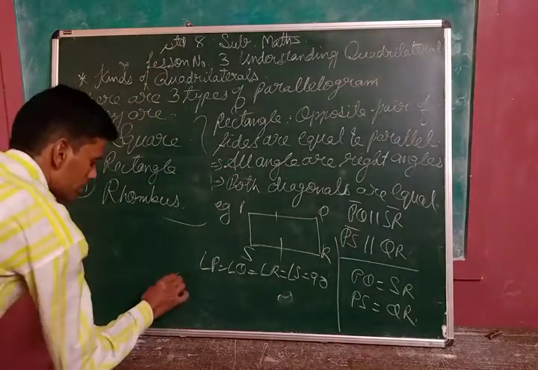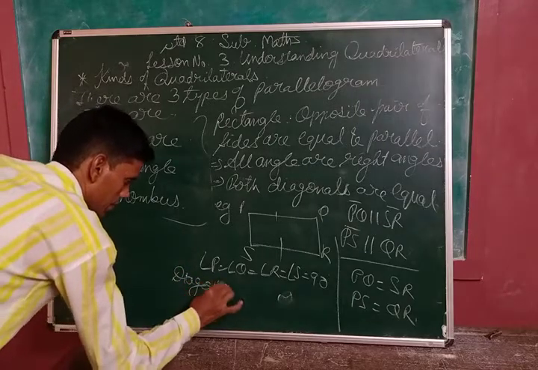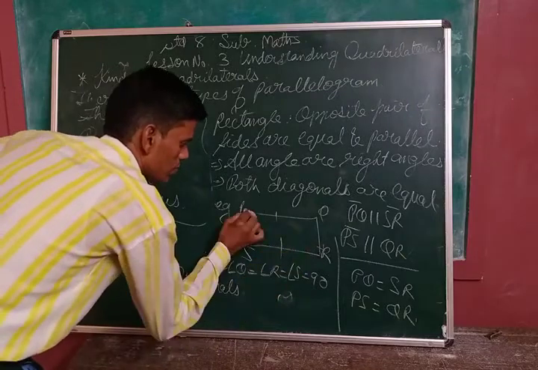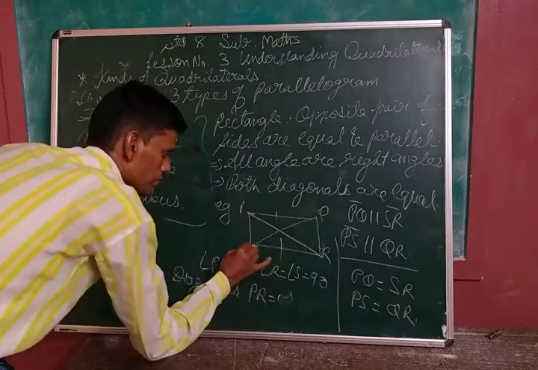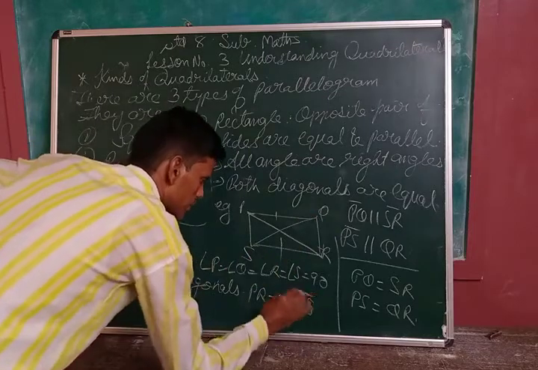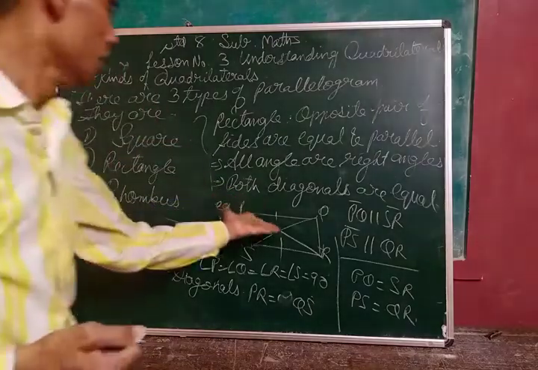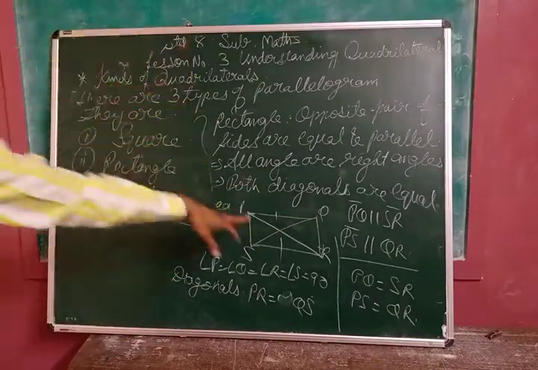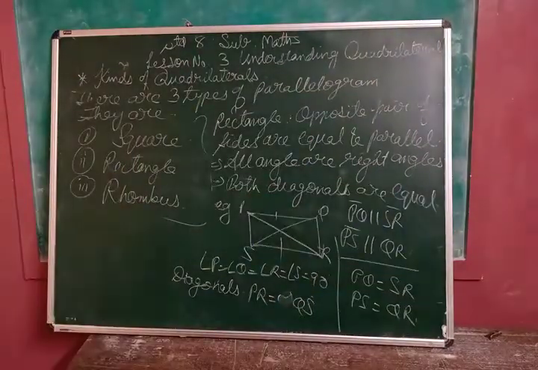Your diagonals PR equal to QS, but they may intersect at 90 degree or may not intersect. If they intersect at 90 degree, then that is also a rectangle, and that rectangle is known as square.